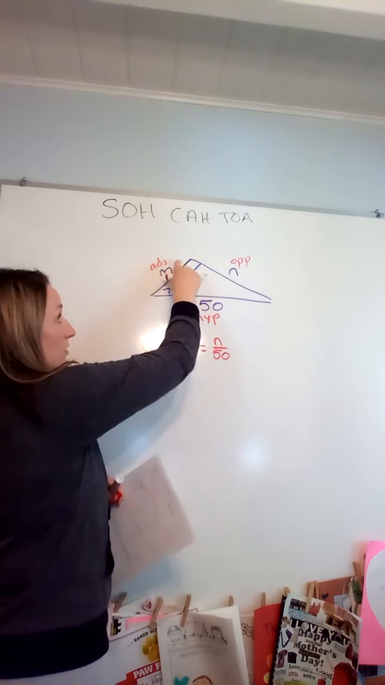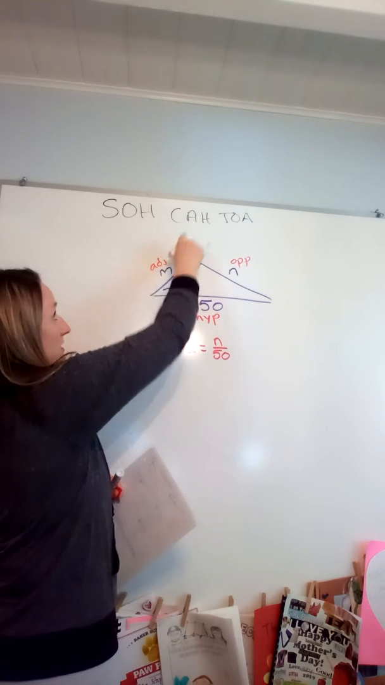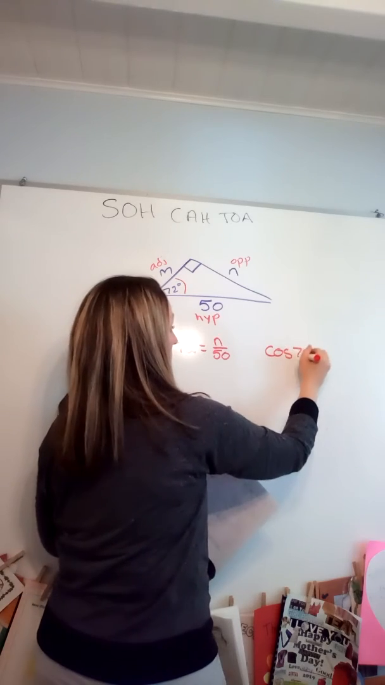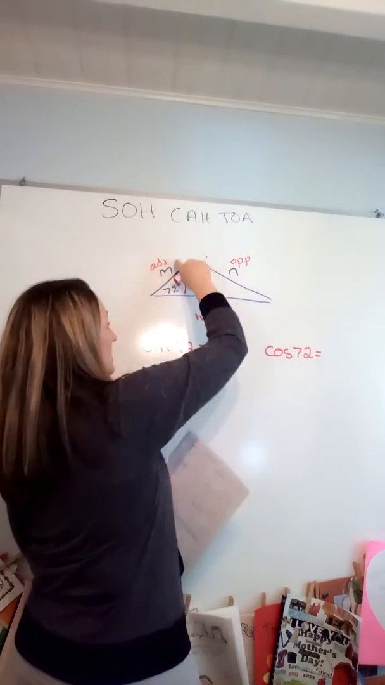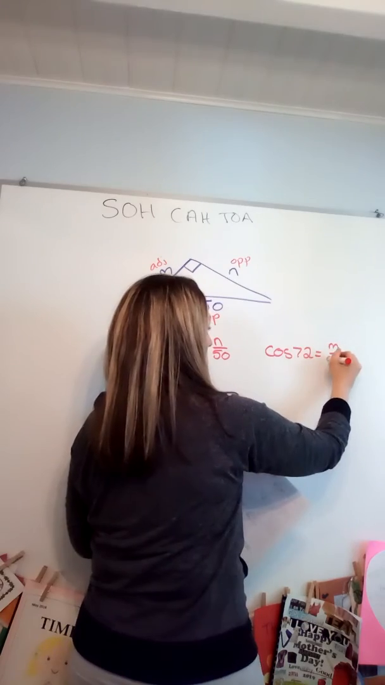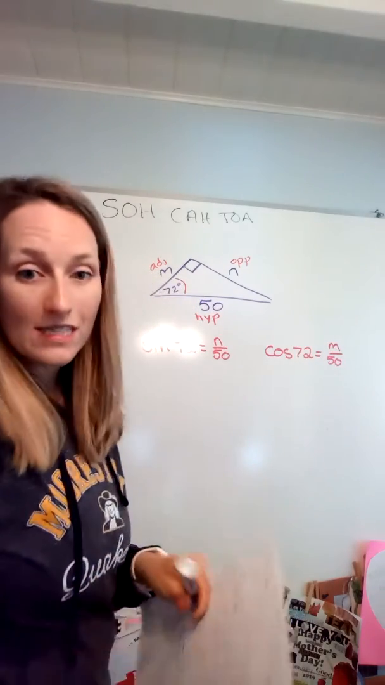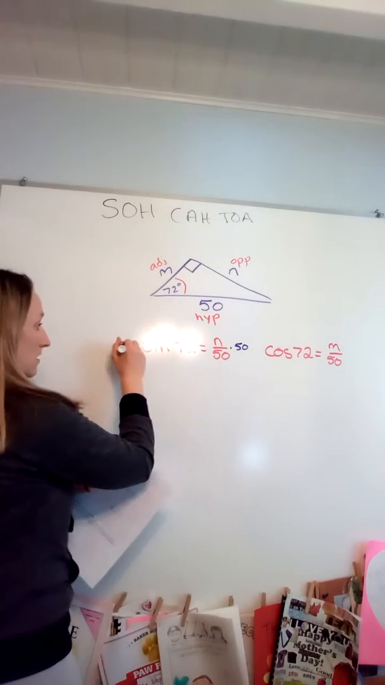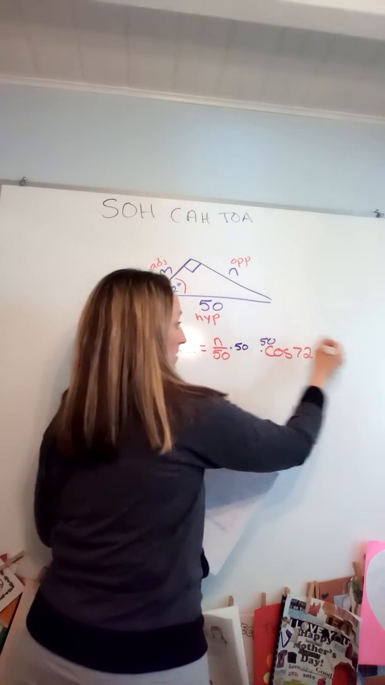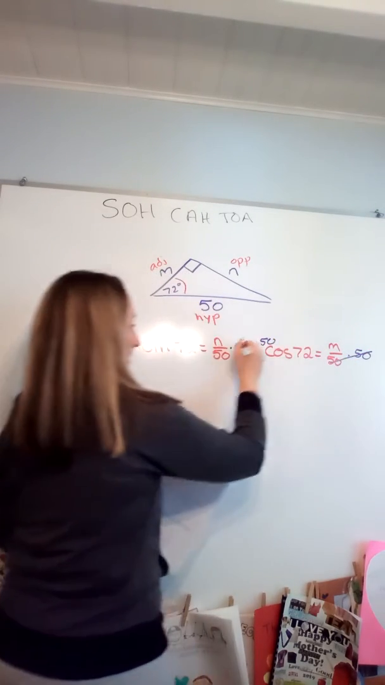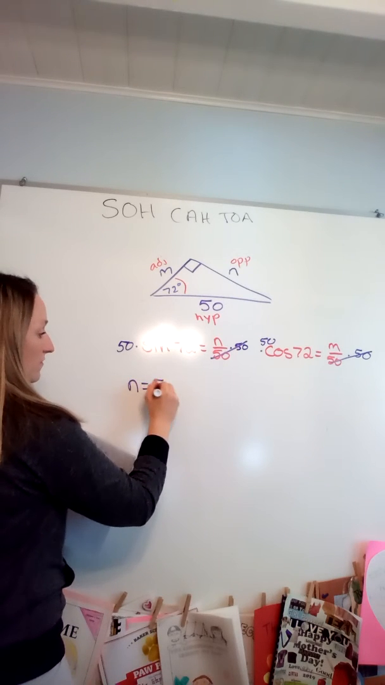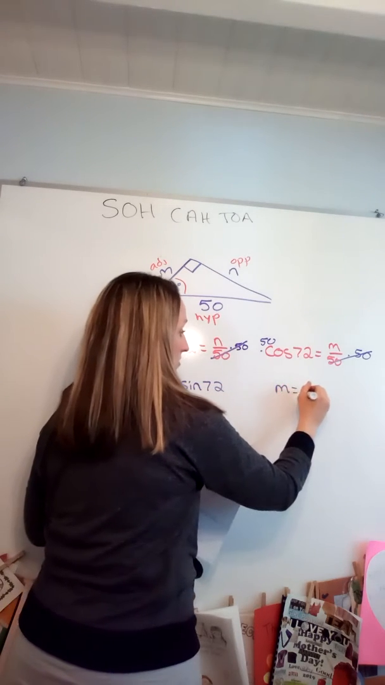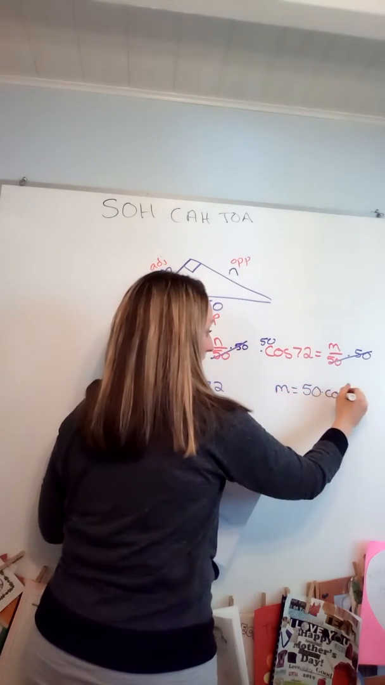And then I have to set up another one for m, hypotenuse and adjacent. Hypotenuse and adjacent is a cosine. So cosine of the angle, cosine 72, equals adjacent m over hypotenuse 50. Okay, for both of these, it's just a one-step process to isolate the variable. Multiply both sides by 50 on both of them. So times 50, times 50. The 50's cancel. So n is equal to 50 times sine 72. And m is equal to 50 times cosine 72.